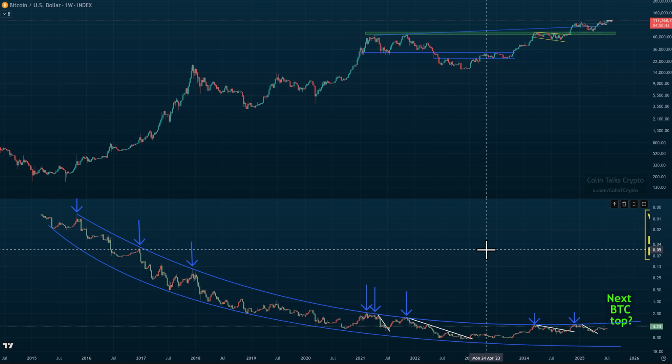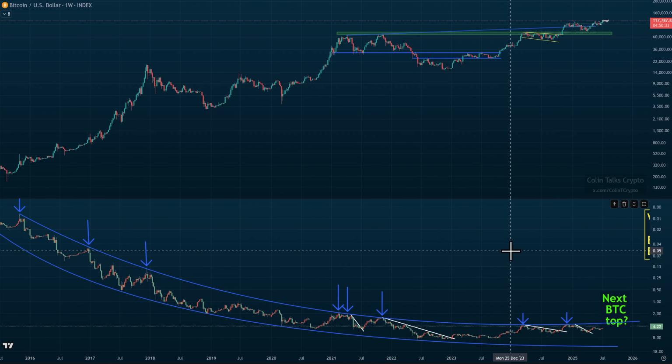Now, we're far enough along in the current 2025 Bitcoin cycle, in my opinion, that I feel comfortable starting to take profits the next time that this touches the cycle high.